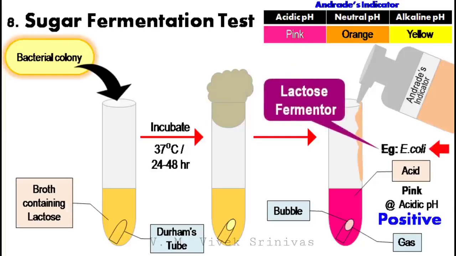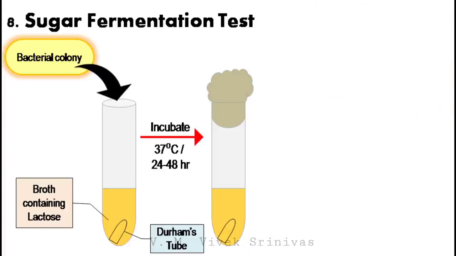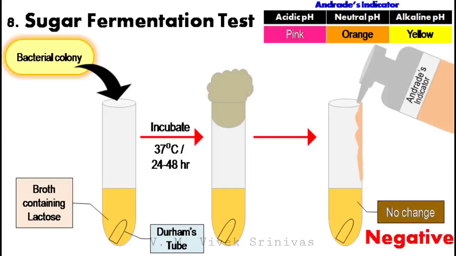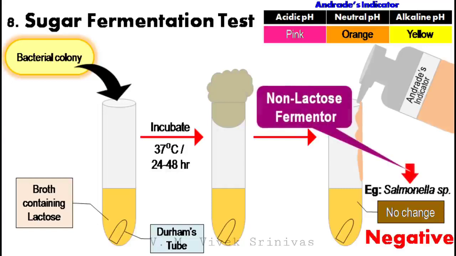The example, the E. coli, bacterial organism, positive for the lactose fermentation. In contrast, following addition of the Andrade's indicator, if there is no color change, which indicates the test is negative for the lactose fermentation. The example, the Salmonella, bacterial organism, negative for the lactose fermentation. This is the procedure for the sugar fermentation test.